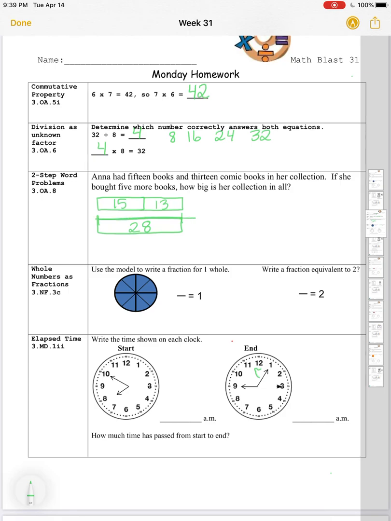So I'm going to make this become my new tape diagram. The total 28 books plus 5 more books. Again, I'm adding here to get the total. 28 plus 5 is 33. So Anna has 33 books.